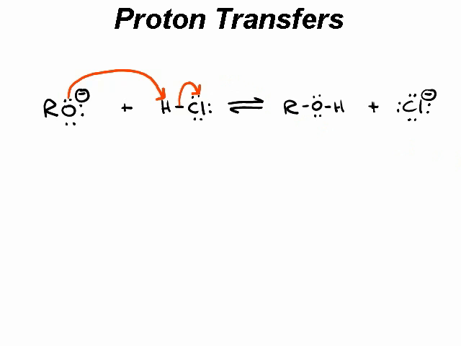Students make a couple of mistakes when they try drawing the mechanism of a proton transfer. One very common mistake is to forget to put the second arrow. And students will just show this first curved arrow grabbing the proton, but they don't show that these 2 electrons are going up onto the chlorine. Don't make that mistake.